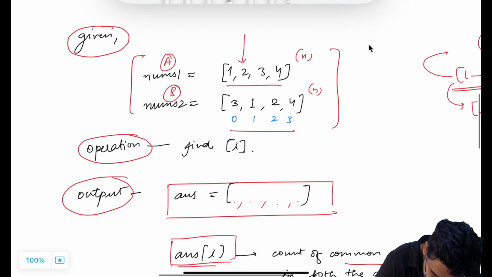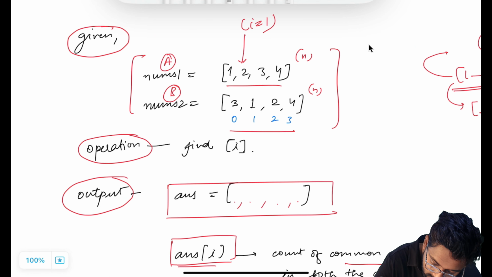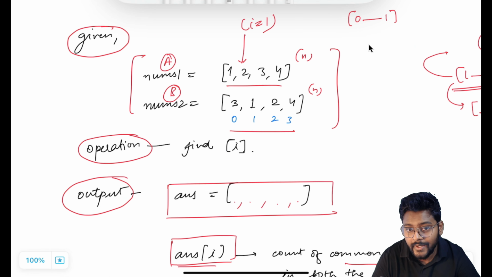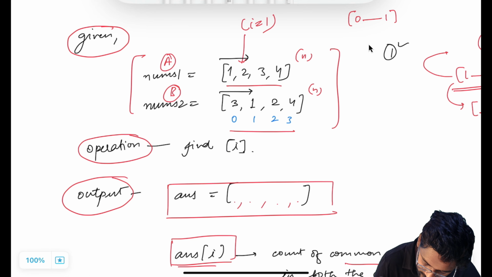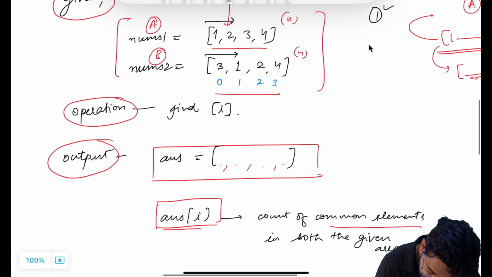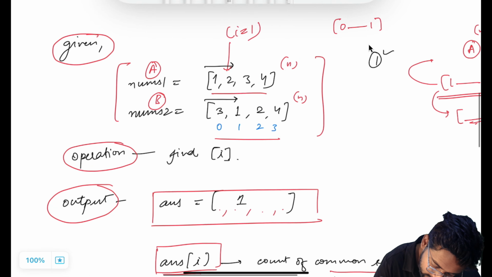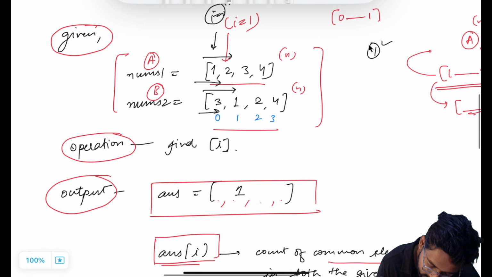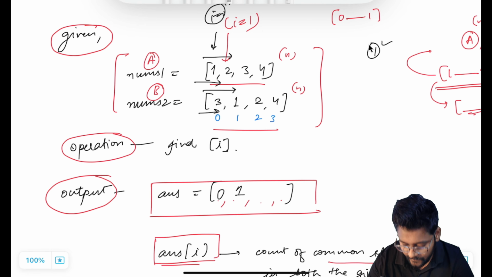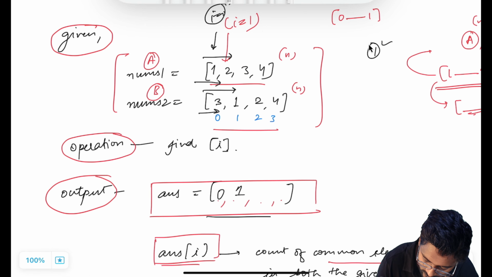Let's say we are processing this index, where i equals 1. It means from index 0 to 1, both inclusive, in both arrays A and B, count the common elements. From 0 to 1, here 1 is common. 2 and 3 are different. 1 is present in both the parts. So answer at 1 will be 1. And what about if i equals 0? If i equals 0, then till index 0, what are the common elements? First one is having 1, second one is having 3. There is no common element.